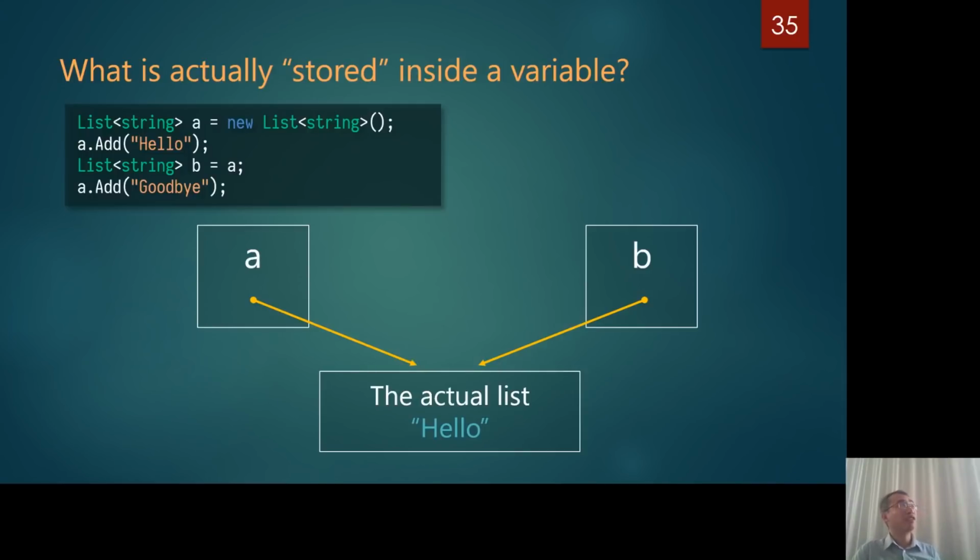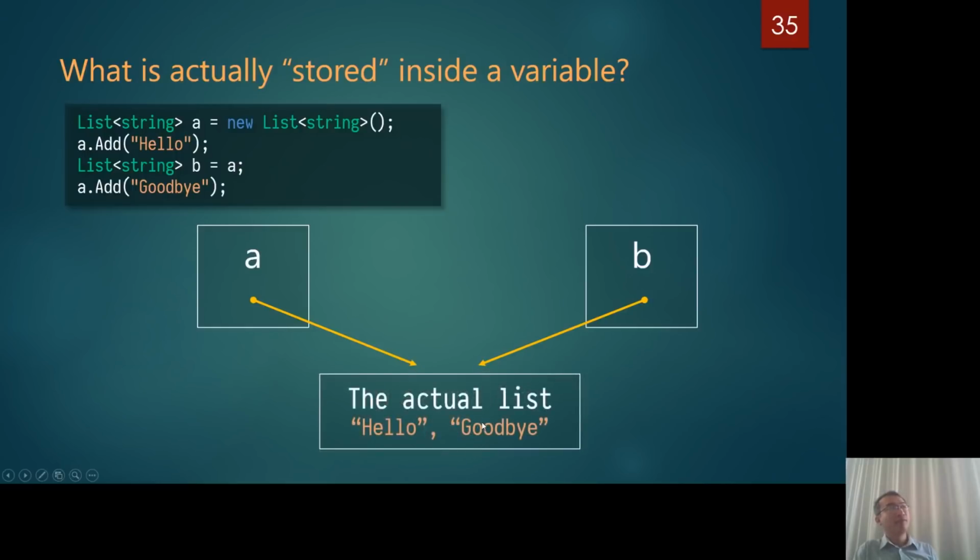So if I add the term goodbye to the list, and then I have an extra line here that queries the content of the list B, it will now contain hello and goodbye, even though at the time we copied it, it only contained hello. It's very important to be aware of this. It's kind of hard at first because this thing happens behind the scenes. You don't see it when you look at the code. You don't see this box and arrow, but it happens.